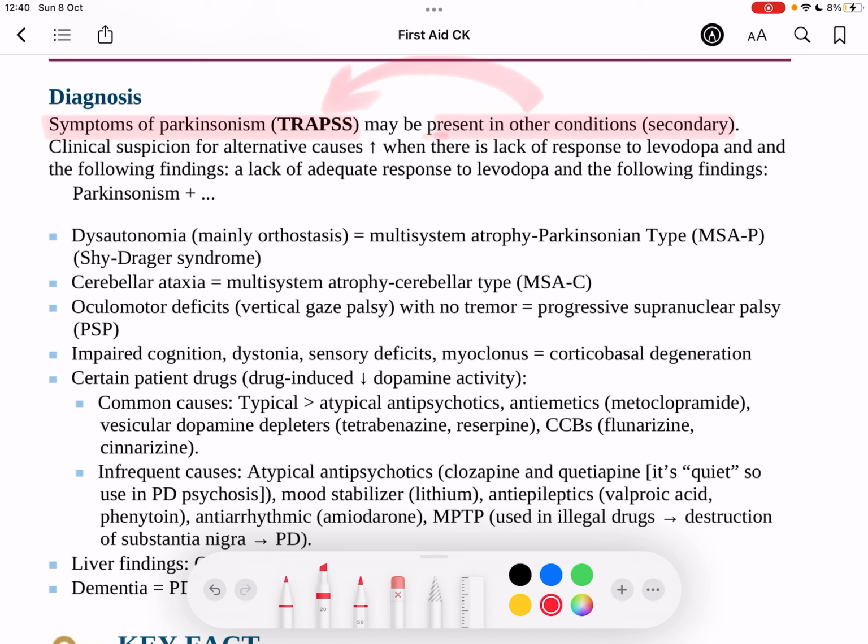If you give a patient with Parkinson's disease levodopa, their symptoms will improve 100%, okay, if they're newly diagnosed.